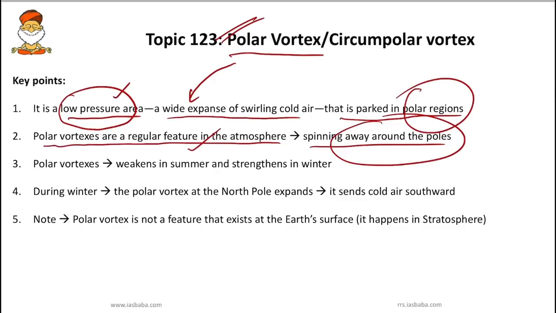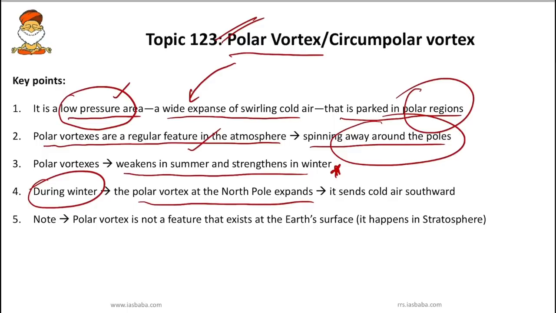And the third important fact is that polar vortexes weaken in summer and strengthen in winter. This is very important. So let's try to understand what happens during winter. During winter, the polar vortex at the north pole expands. We are considering just the north pole because it has a greater impact compared to the south pole. The polar vortex at the north pole expands and sends the cold air southward.